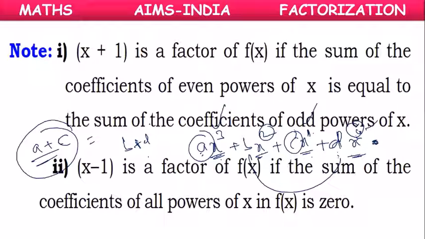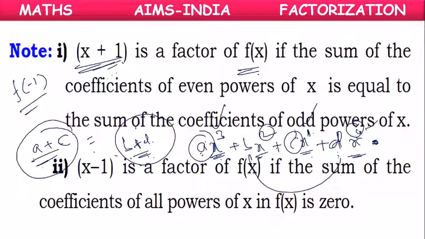If a plus c equals b plus d, means sum of coefficients of odd powers of variables equals sum of coefficients of even powers of variables, then we can directly tell x plus 1 is a factor. So actually for finding if x plus 1 is a factor of f of x or not, we have to find the value of f of minus 1. But instead of that, directly just by observing the sum of odd coefficients and the sum of even coefficients, if they are equal, directly we can tell x plus 1 is a factor.